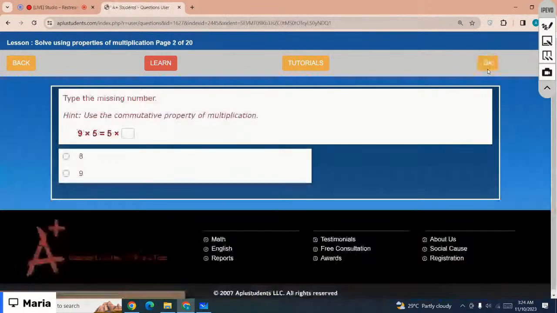Okay, the next one is type the missing number. Use the commutative property of multiplication. So 9 times 5 equals 5 times the missing number. So which number is missing?